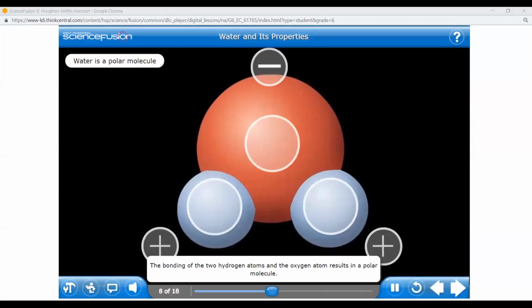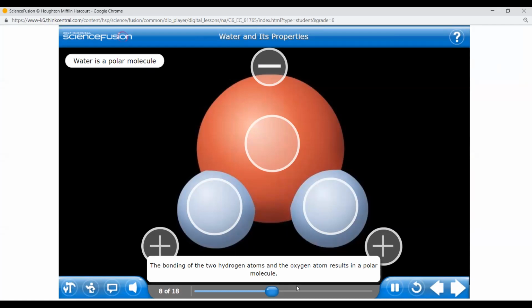The bonding of the two hydrogen atoms and the oxygen atom. Girls, very carefully, the bonding is very important. This water molecule has to bond with another water molecule. So this negative will go and attract to the positive of another water molecule. This is the main concept in polarity, that one positive will go and attract to another negative.